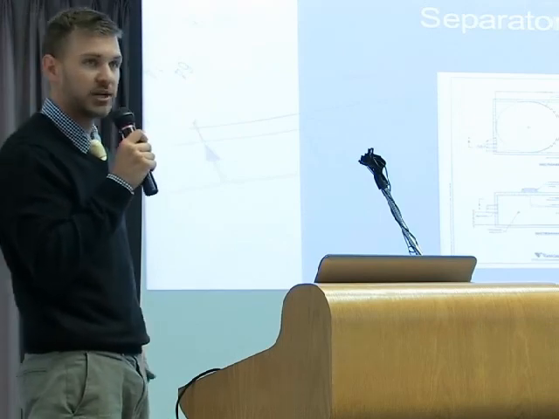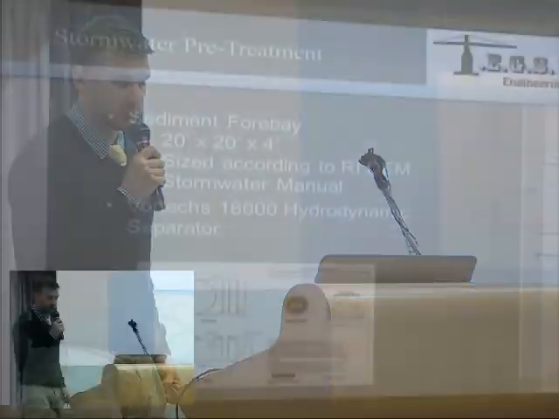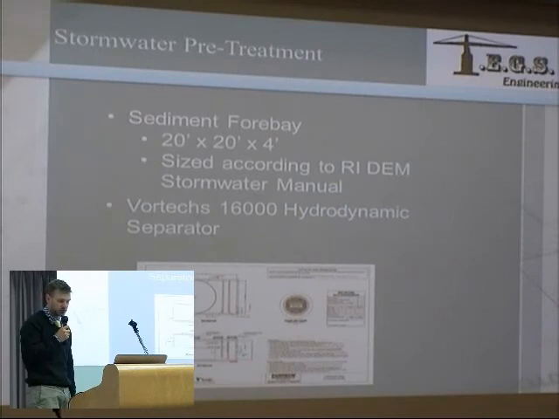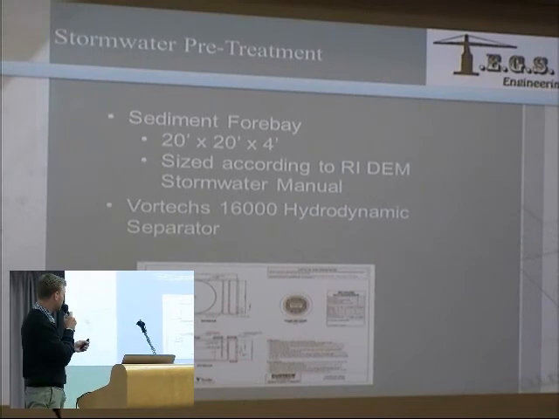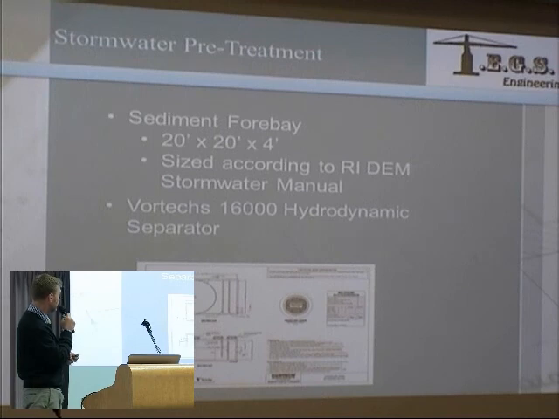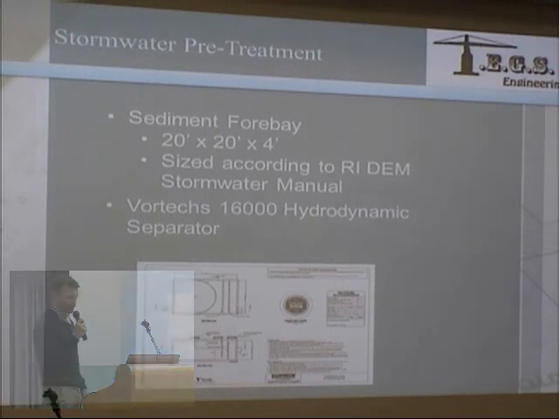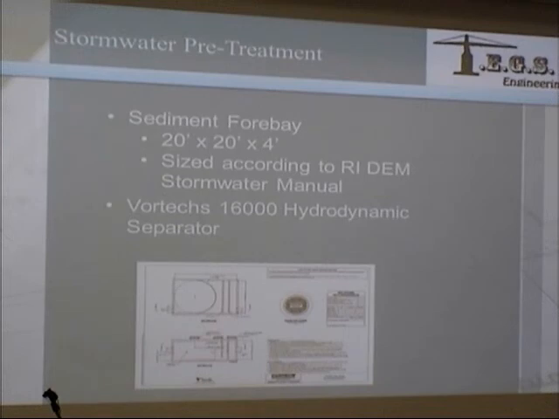A hydrodynamic separator was suggested from Contech Engineered Solutions. The model Vortex 16,000 features a large swirl chamber capable of particle removal down to 50 microns, baffles to remove floating hydrocarbons, as well as high and low flow controls to manage residence time.